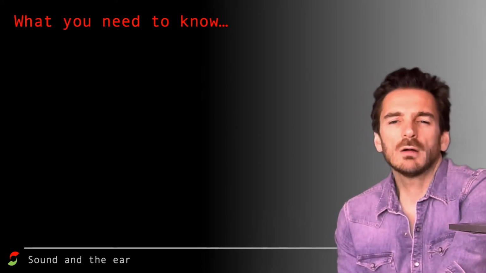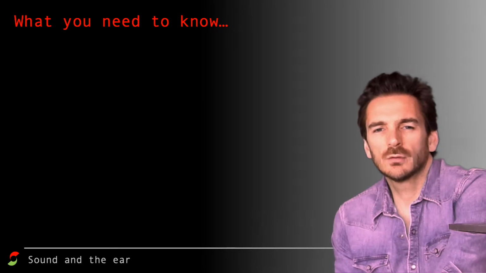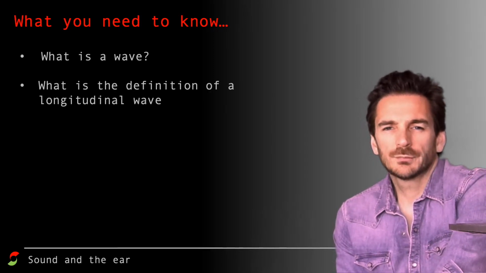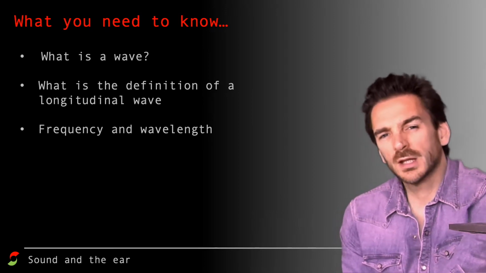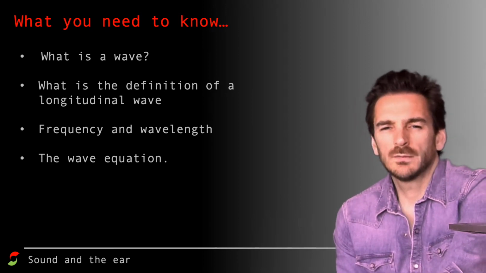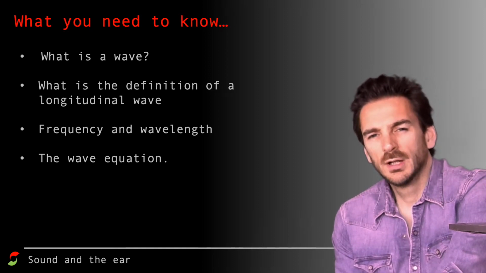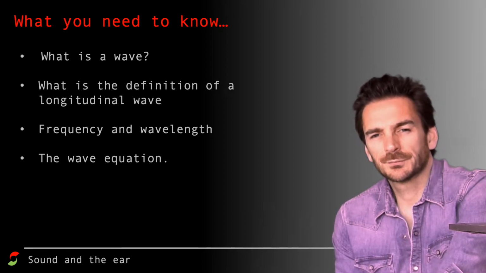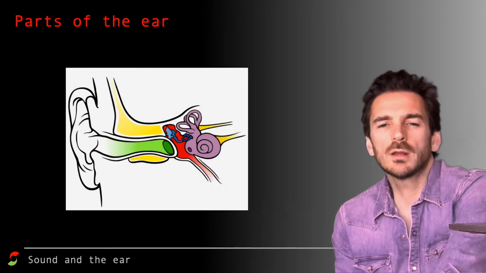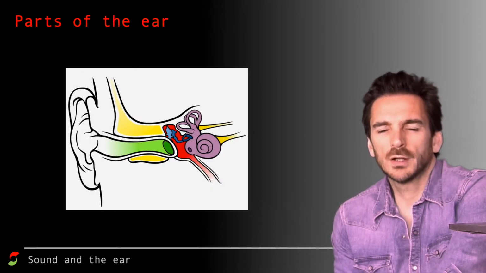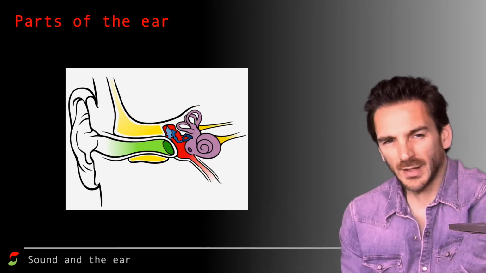And it would be really helpful if you knew prior to this lesson what a wave is, also what a longitudinal wave is, the relationship between frequency and wavelength, and the wave equation. And if you're unsure about any of those, do check out other videos on the channel to help you get up to speed. So let's start with different parts of the ear which play a vital role in us being able to hear sounds.